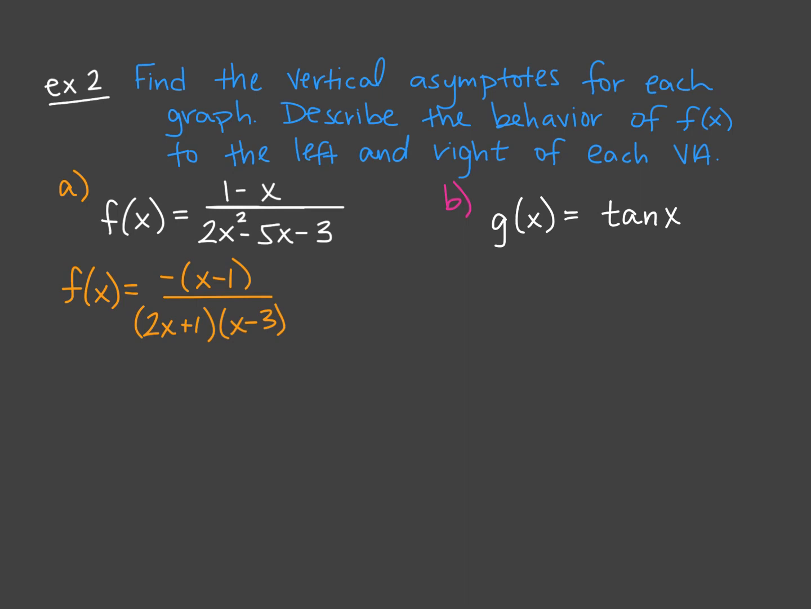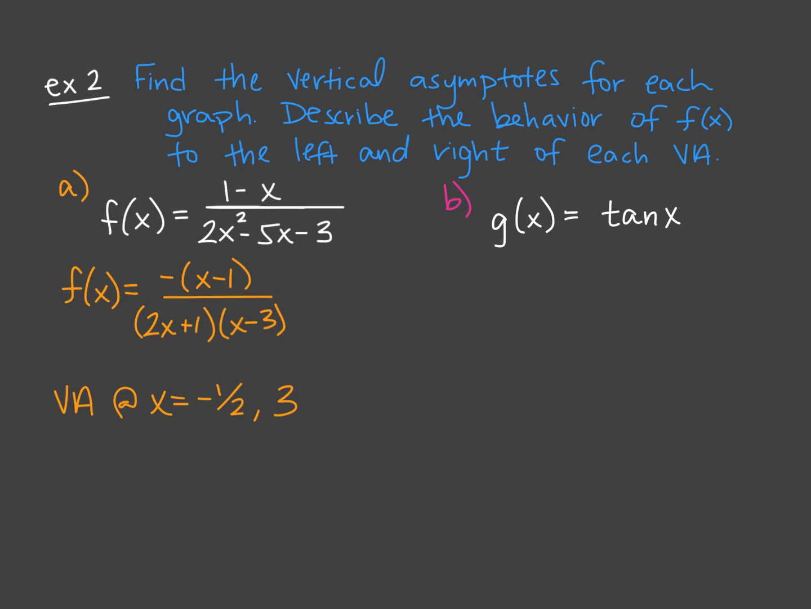So we're going to have discontinuities there. Now, what type are they? Well, do any of our factors cancel? No. Because none of our factors cancel, both of these discontinuities at -1/2 and 3 are going to be infinite discontinuities and look like vertical asymptotes on our graph. This graph does not have any removable discontinuities. It only has the two infinite discontinuities.